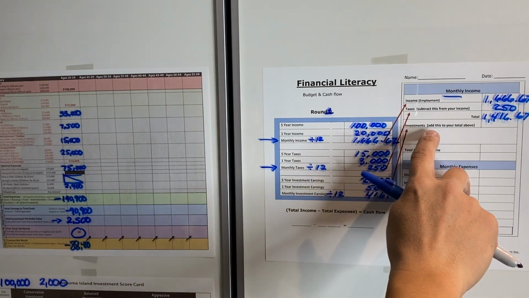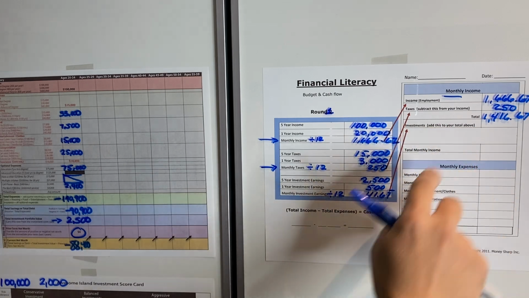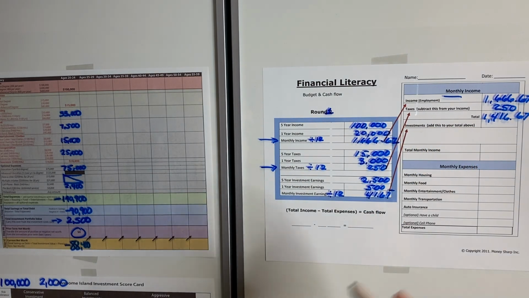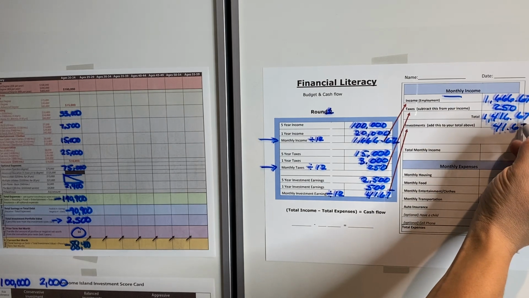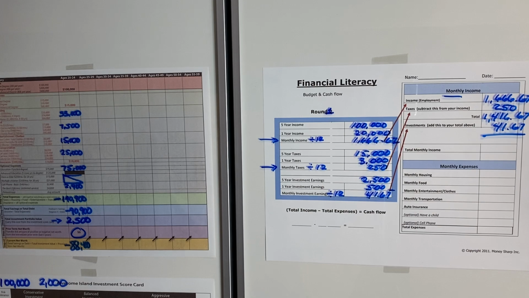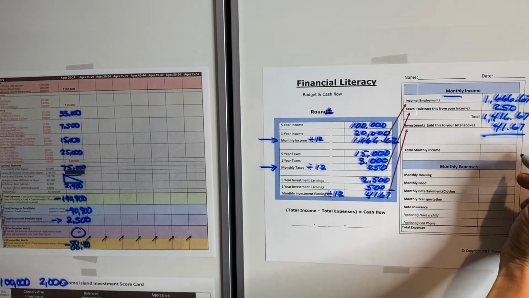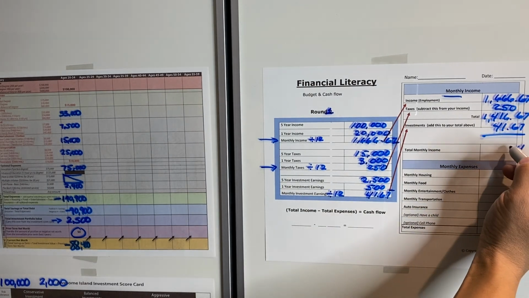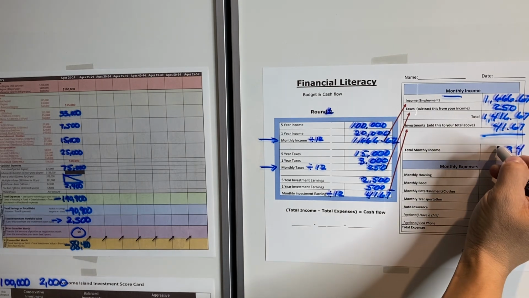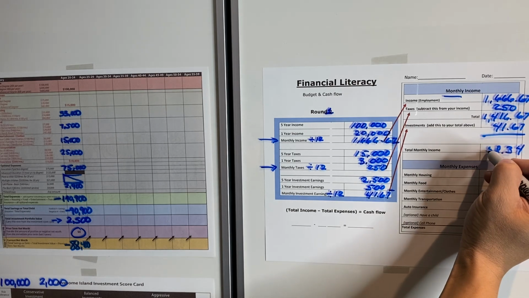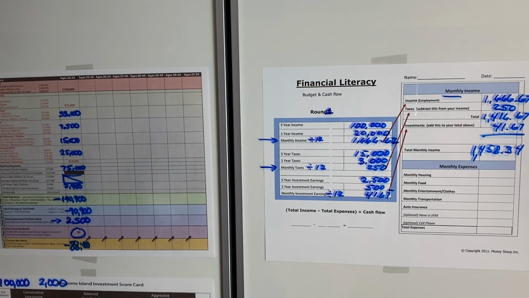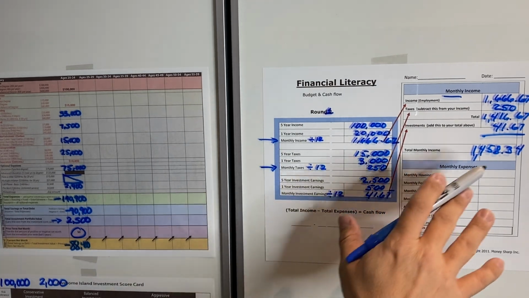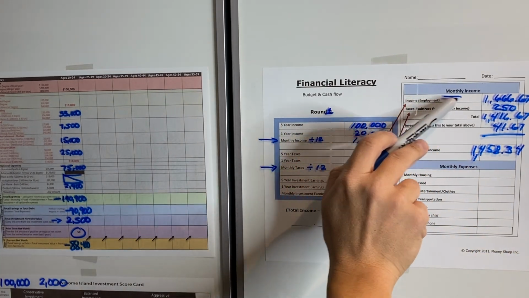See, it says investments, add this to your total above. So I'm going to add 41.67, and that's going to give us a funny number. We're looking at 4, carry the 1, 8, 5, 4, 1. $1,458.34.